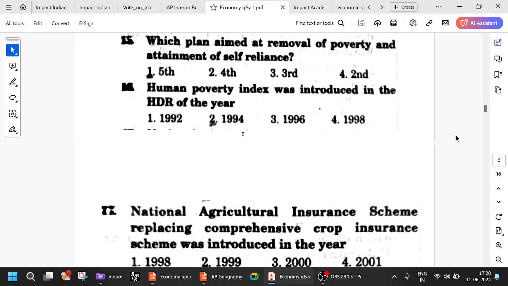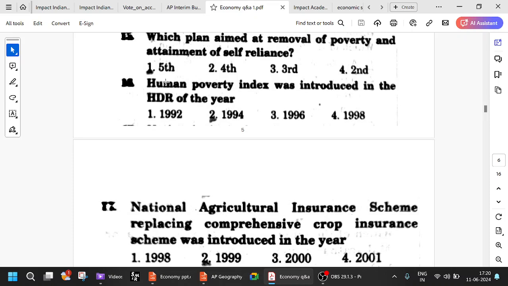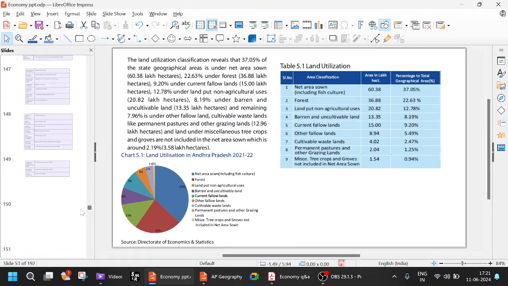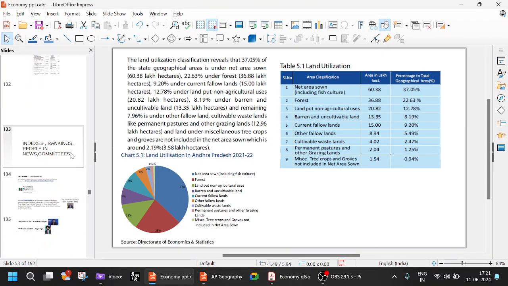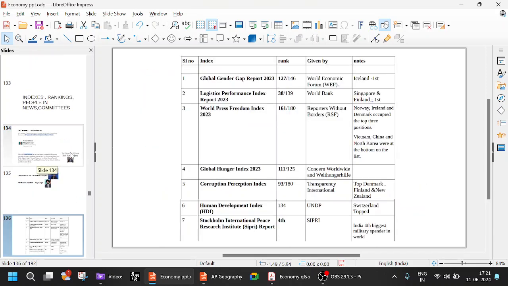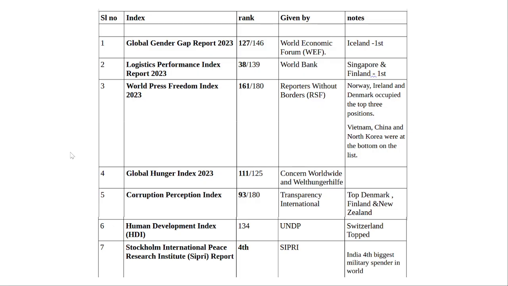So the Human Poverty Index was introduced in the HDR report, that is the Human Development Report. Okay. So let us look at the Human Poverty Index. These indexes are also very important. Human Development Index, our rank is 134 currently, and it is given by the United Nations Development Program, and Switzerland tops the list. Remember, these things are also frequently asked.